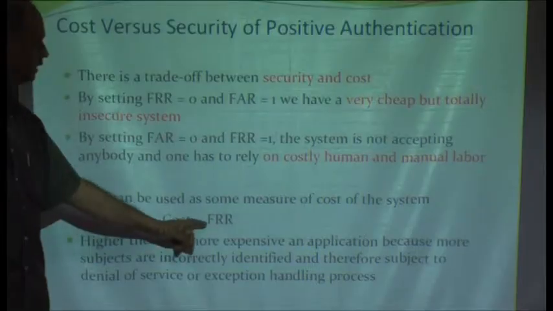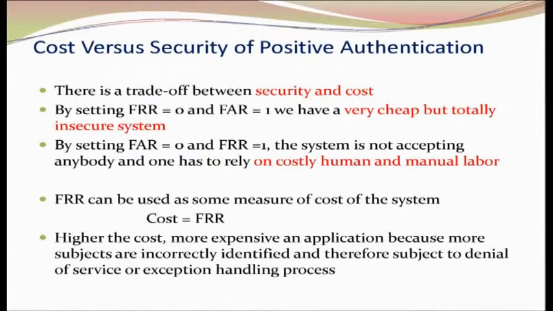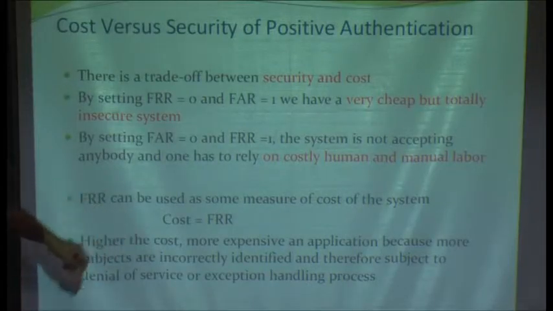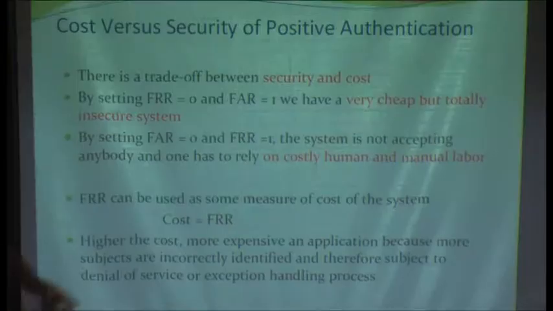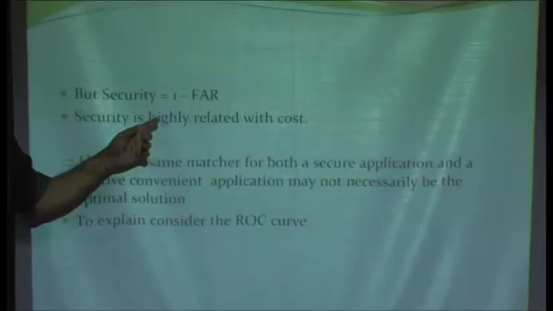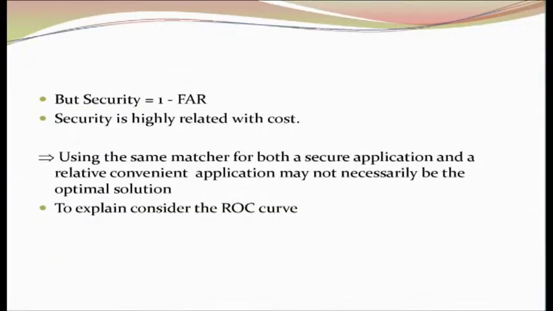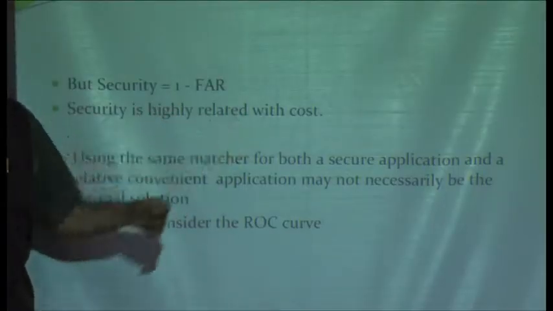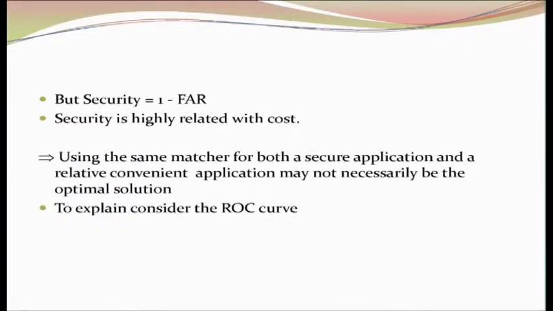So, cost is related with the false rejection rate, because as you increase the false rejection rate, those genuine persons will come to prove themselves, that yes, we are genuine persons. So, you have to collect their data manually and verify them, and cost will increase. So, cost is directly related with false rejection rate, but security is 1 minus FAR, as we have already discussed.